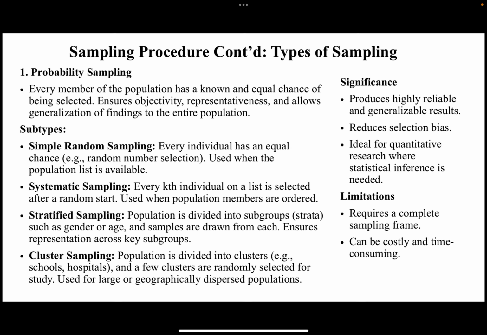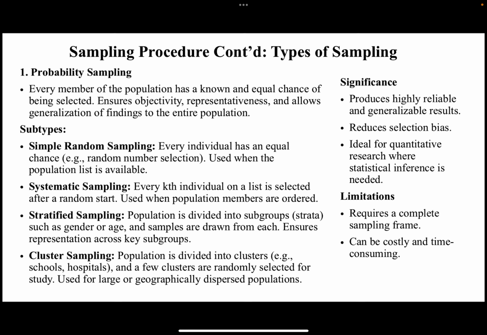Now, when do we use simple random sampling? We use simple random sampling when a complete population list is available. Again, we use simple random sampling when the population is fairly homogeneous. That is when we use simple random sampling.